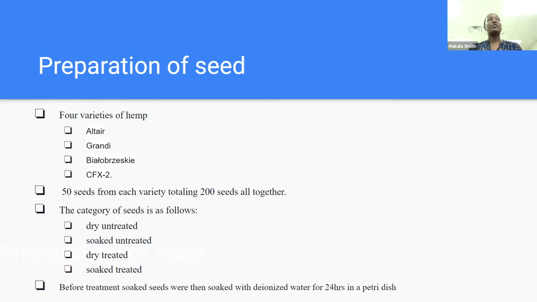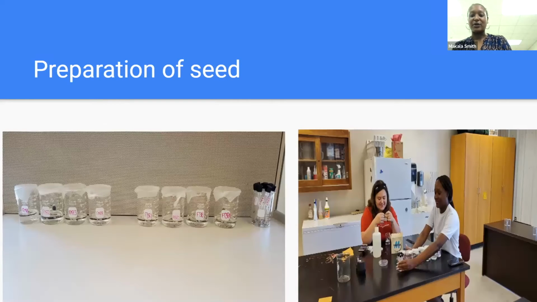But before we treated the seeds at UAH, we soaked them in deionized water for 24 hours in a petri dish. And that was just all the seeds that you see here listed as soaked untreated and soaked treated. Here are some photos of me and Alex preparing the seeds, and those on the left here are the seeds 24 hours before treatment, soaking in our laminar flow hood here at the station.